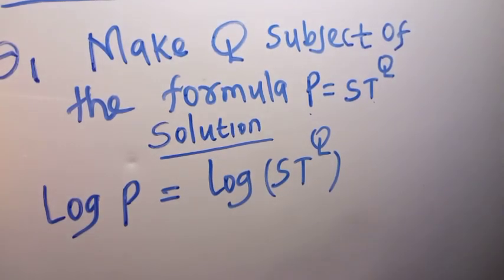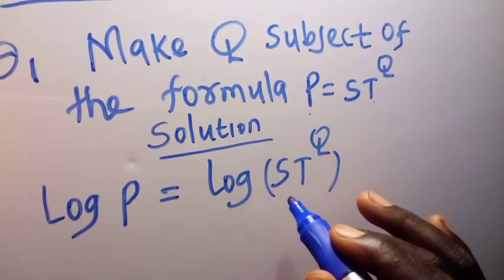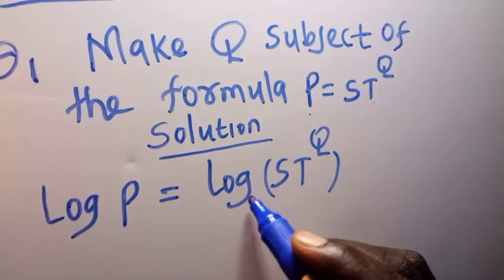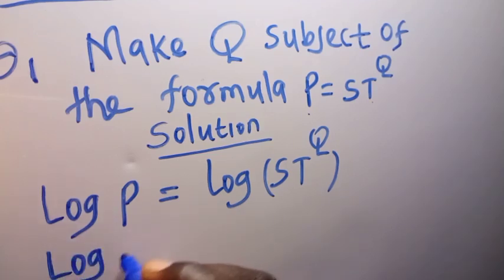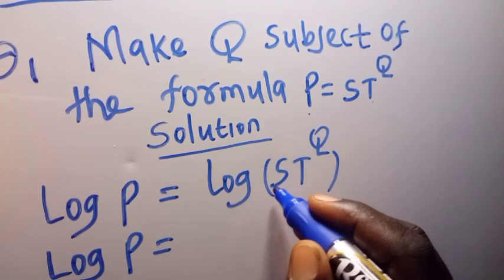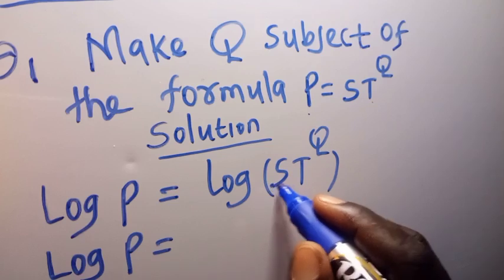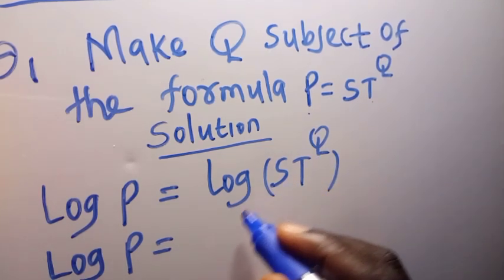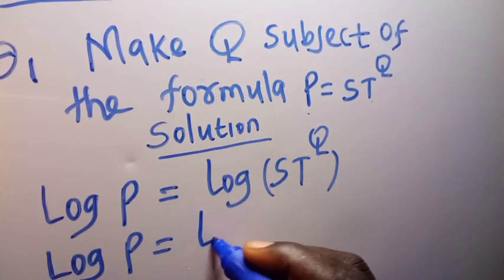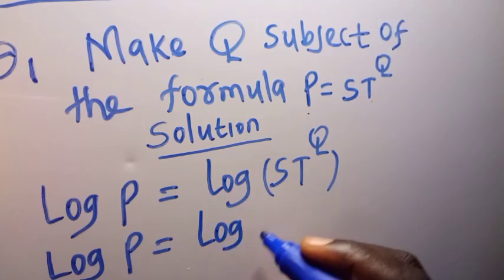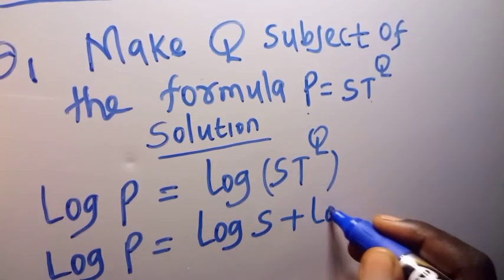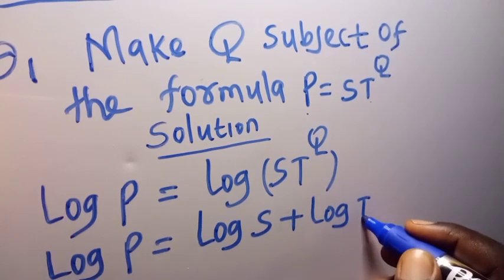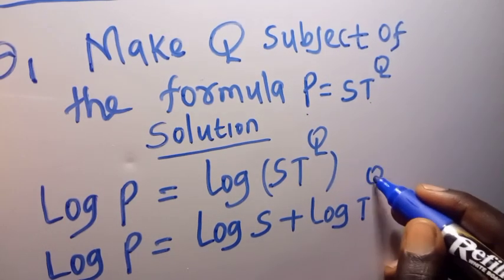Now, the next step is we want to ensure that we open this bracket here. So that on our left we have log P equals, since this is S times T raised to Q, from the laws of logarithms, we can say we have the logarithm of S plus the logarithm of T raised to Q.